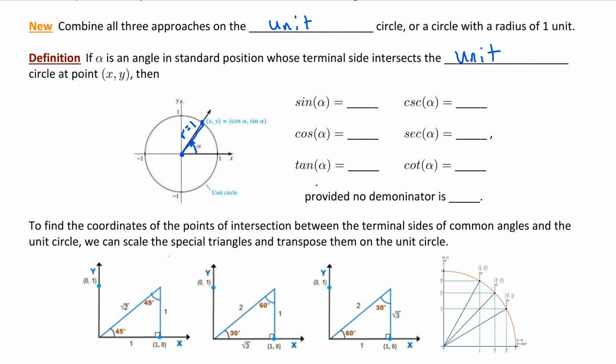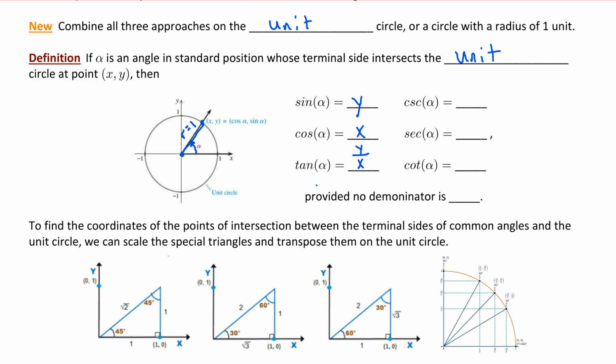Recall that sine of alpha was equal to the y-coordinate divided by r. Well, in this case, if r is equal to 1, then sine equal to y divided by r reduces simply to y divided by 1, or y. Cosine of alpha previously was defined as x divided by r, but if r equals 1, then cosine of alpha is simply equivalent to x. Tangent of alpha doesn't change. It is still y over x. So when r equals 1, the point x y is located on the unit circle, and the definitions of our basic trigonometric functions simplify a bit.